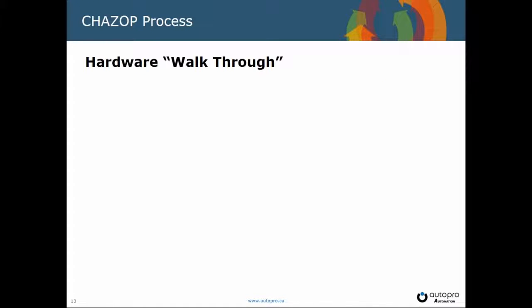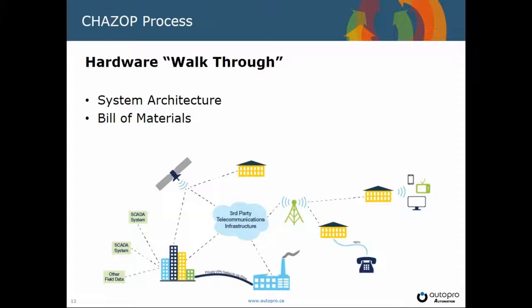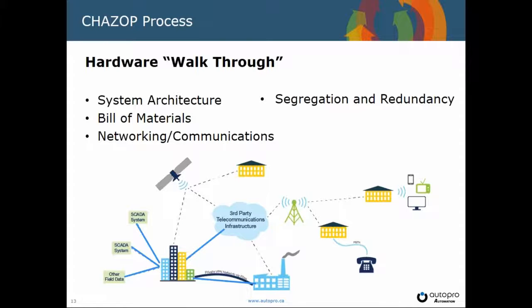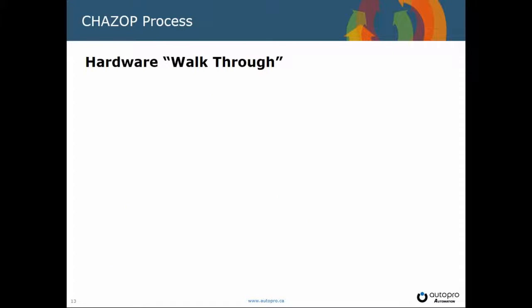So for a hardware walkthrough, the walkthrough generally starts with the system architecture. We use the bill of materials to start identifying the components that we want to fail and see their effects on the overall system. And as we walk through, we start walking through different network layers.